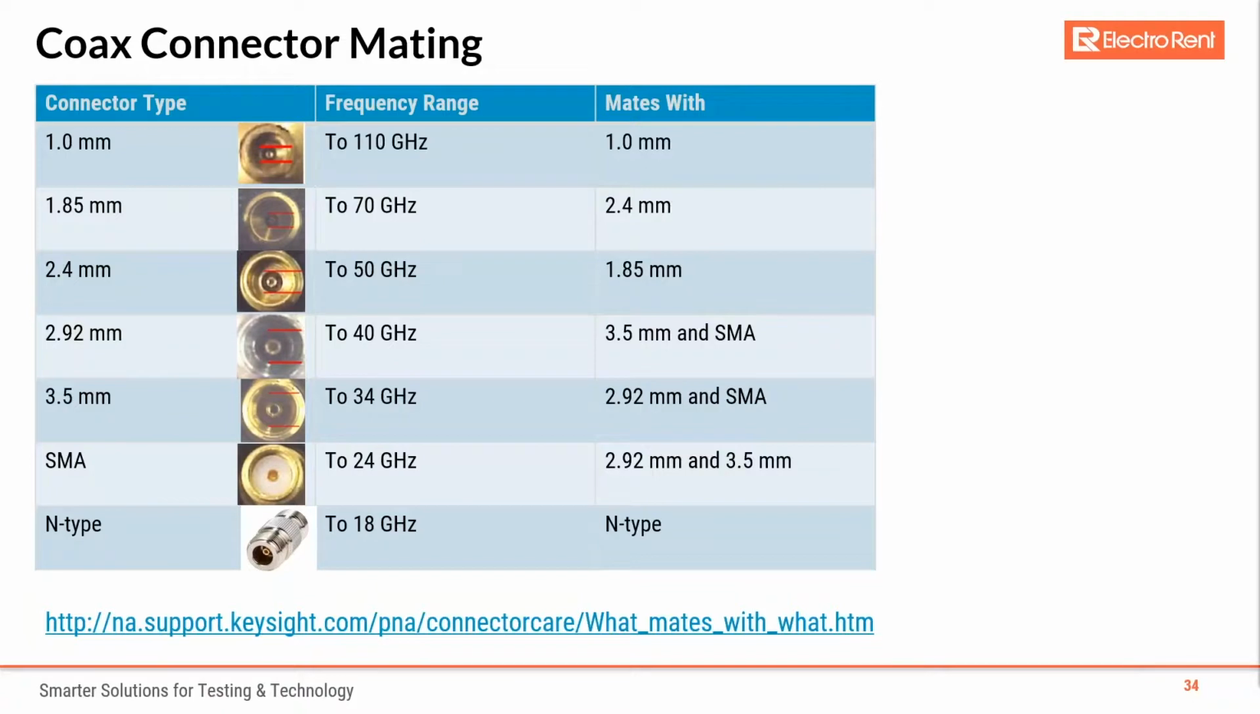So depending on the frequency range that you need, you may be able to step back down as well to cover lower end frequency ranges if you go with a 2.92 millimeter connector, for example. If you need to go to 50 gigahertz, you could use a 2.4 millimeter connector or a 1.85 millimeter connector. As you see, they mate as well. 1.85 millimeter connectors can cover up to 70 gigahertz. And then if you need to go into the higher range, such as 110 gigahertz, you can use a 1.0 millimeter connector.